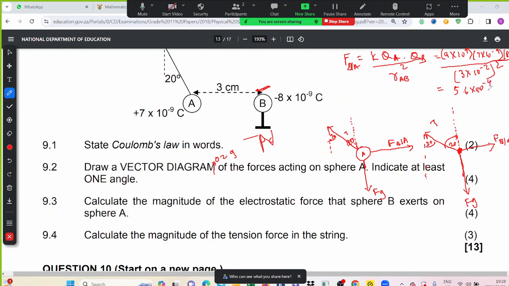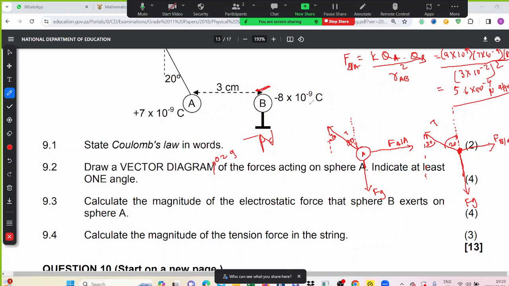A second mistake that I noticed, you didn't write the unit. So remember that the unit is Newton, right? Be careful. Then it's 5.6 times 10 exponent negative 4 Newton, right? And then this is the force of attraction, as you said, because we have unlike charges. So you write attraction here. That is fine. Okay. Now, 9.4.